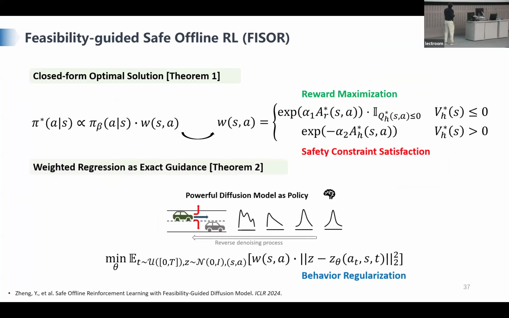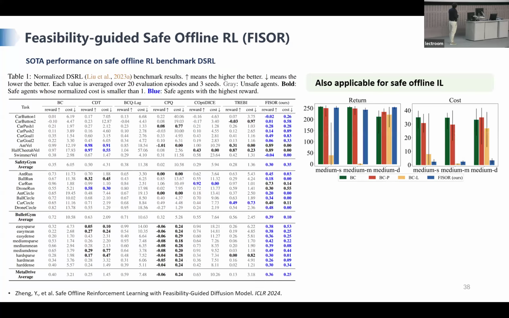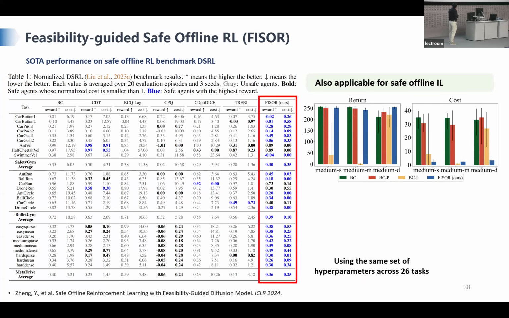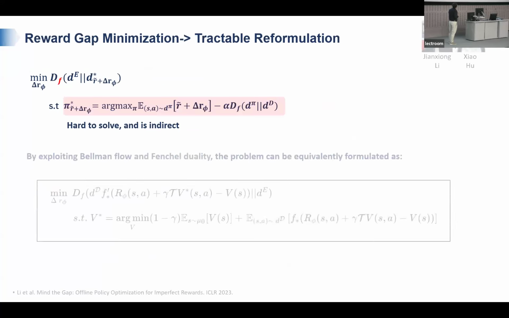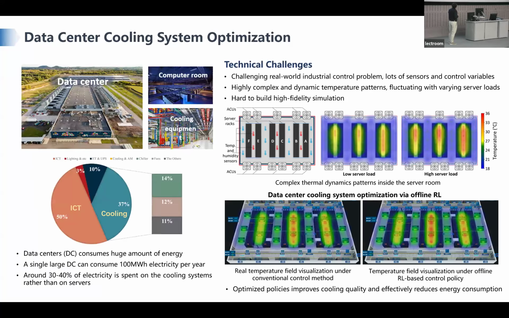And we can use a powerful diffusion model as a policy, and use the weighting term as a guidance term to learn the policy. And the result is that we can achieve safe performance for all tasks in the DSRL benchmark, using only a single set of parameters. And we can also use this method to solve offline safe imitation learning. So we have some of these new machineries.